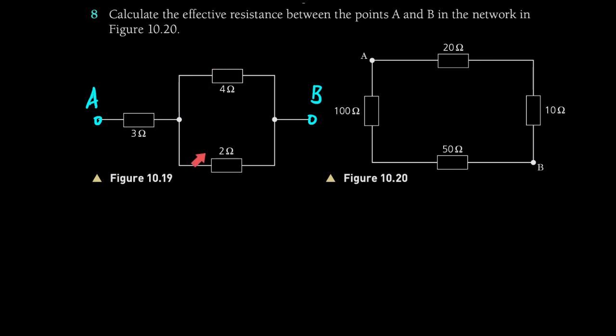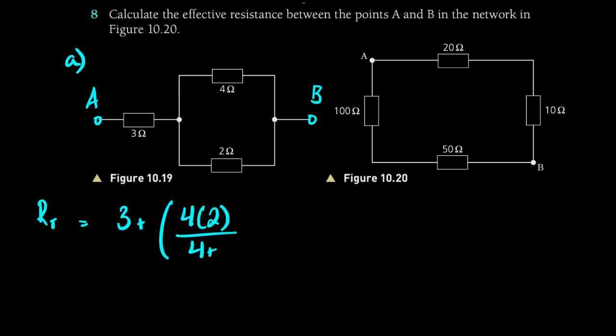So we can see that these two are in parallel, and then the parallel combination of these would be in series with this. So if we need to find the total resistance in what we'll now call part A, that would be the 3 plus the parallel combination of 4 and 2. So again, because this is 2 resistors, we can use product over sum. So 3 plus 8 upon 6. So 3 plus 4 upon 3 basically, and this would be 4.33 or 4.3 ohms.